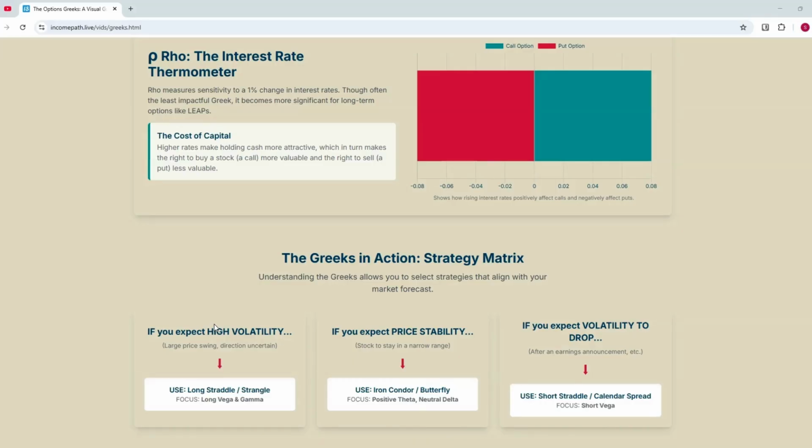If you're expecting volatility to go down, then this might be after an earnings announcement. Maybe Tesla has announced they're not selling so many cars in the UK or Europe due to competition from, let's say, BYD. This is when you might run a short straddle or a calendar spread, and your focus would be on the Vega. So depending on the types of strategies and the direction you're taking, that will determine the Greeks that you look at.